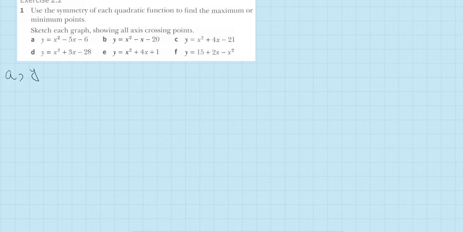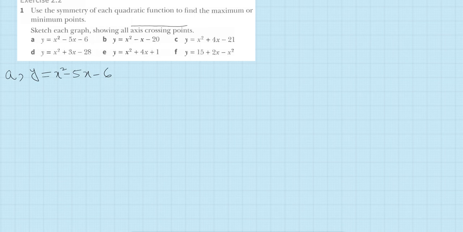Part A is y equals x square minus 5x minus 6. Students, in each and every part, first we have to find the axis crossing points. What are axis crossing points? You can see in the question, this is the line, axis crossing points. What does it mean? Axis crossing points means follow the steps.